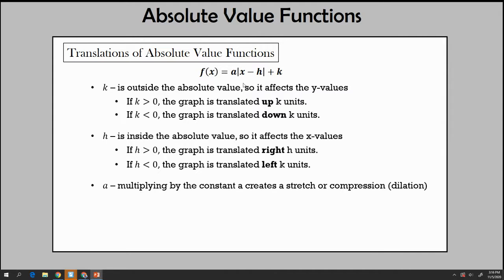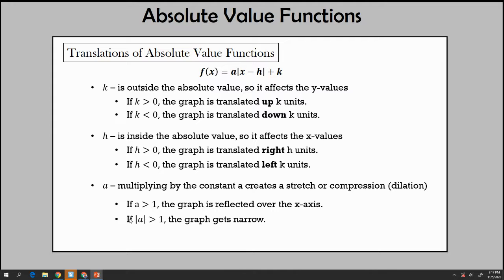And then the A, we talked about this. They call it a compression or a dilation or a stretch. If A is bigger than 1, if I'm multiplying by a number bigger than 1, then this thing's going to get skinnier, like we talked about in class, like compressed along the x-axis. If the absolute value of A is greater than 1, then it's going to get more narrow. And if the absolute value of A, oh, excuse me, this first part, I said this wrong. I'm sorry. This should say if A is less than 0. So in other words, if A is negative, we're going to reflect it over the x-axis.